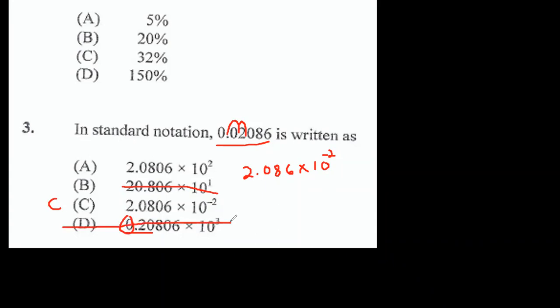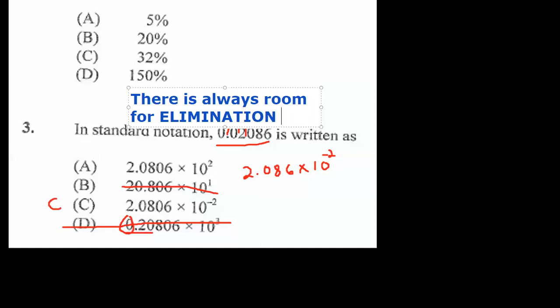So we can still eliminate D. When you think you can't eliminate a question, as I've just shown, there's always room for elimination. So let that be your maxim going into the exam. Right? It's a good maxim to have. There is always room for elimination. You eliminate your wrong choices. When you eliminate your wrong choices, you get closest to your correct choices.